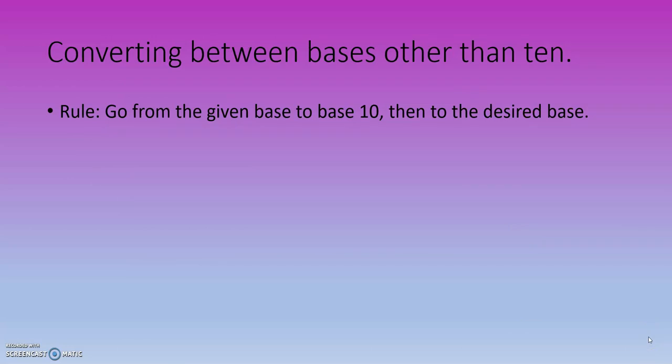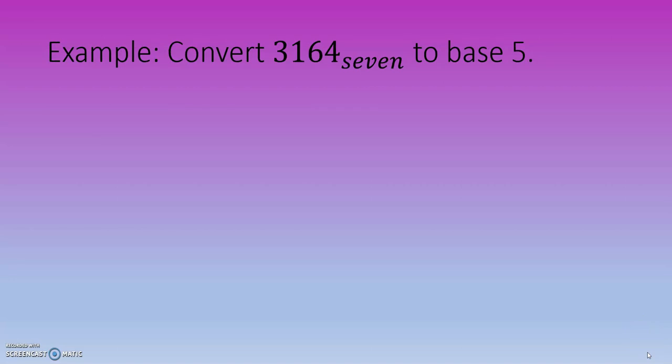Converting between bases other than 10. The rule tells us to go from the given base to base 10, then to the desired base. Convert 3164 base 7 to base 5. First, we're changing 3164 base 7 to base 10. So it's going to be 3 times 7 to the third plus 1 times 7 squared plus 6 times 7 plus 4.